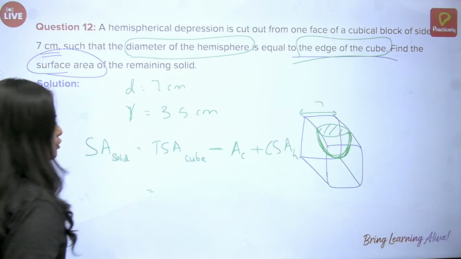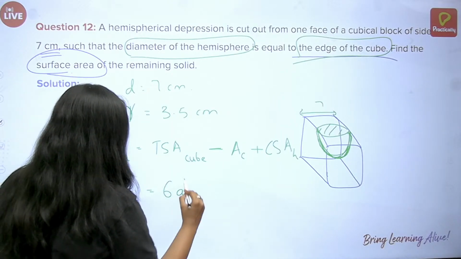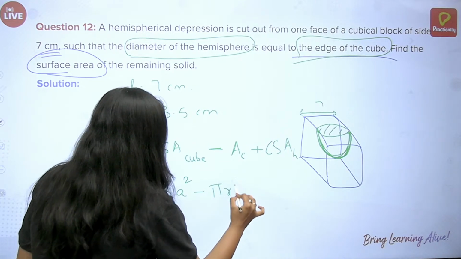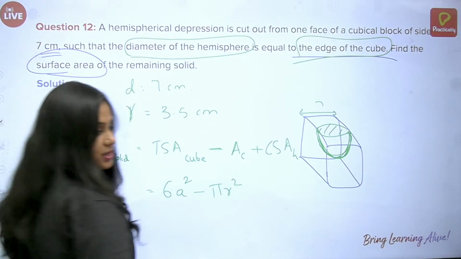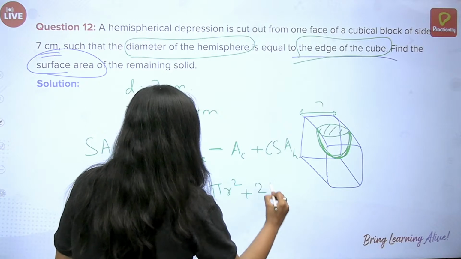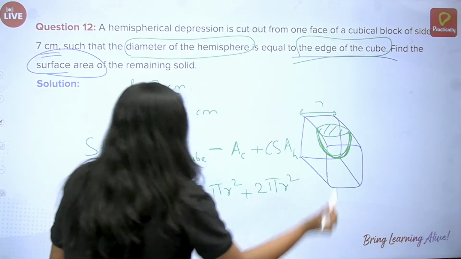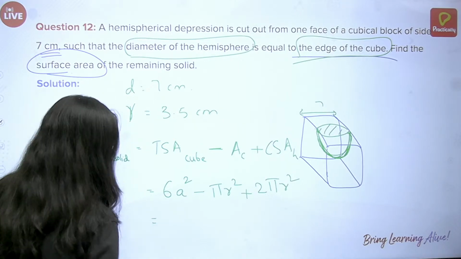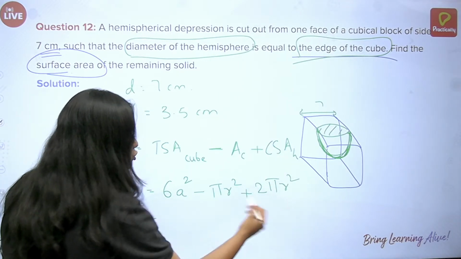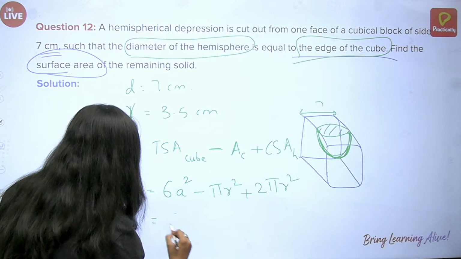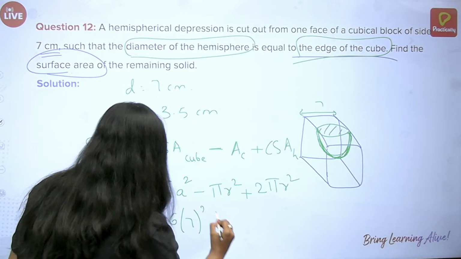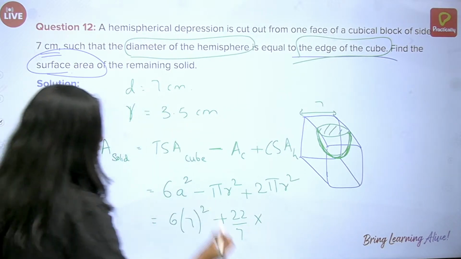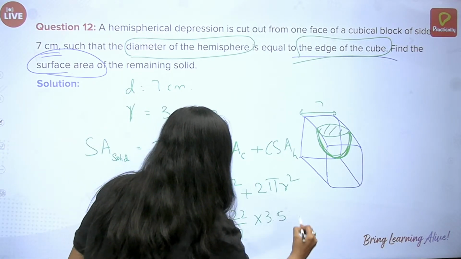What is TSA of cube? 6a square minus what is area of circle? Pi r square. What is CSA of hemisphere? 2 pi r square. Just substitute the values. Minus pi r square plus 2 pi r square is pi r square, right? So 6 of 7 square plus 22 by 7 into r into r, 3.5 into 3.5.